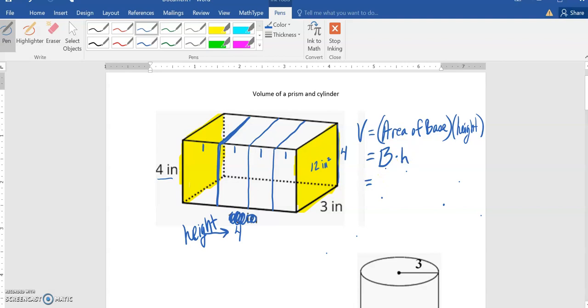So in this case, the area of your base is 12 and your height is 4. That's the number of 1 unit slices from base to base. In which case now our volume will be 48 inches cubed. Because now we took our area, which is inches squared, we multiplied it by one more measurement of inches. So inches squared times inches is inches cubed.